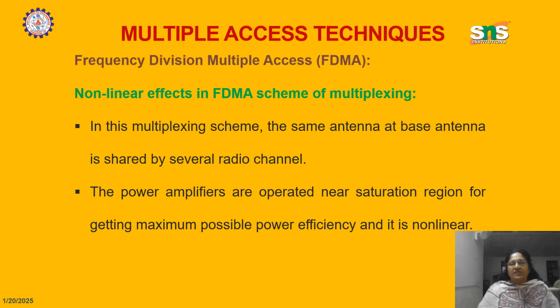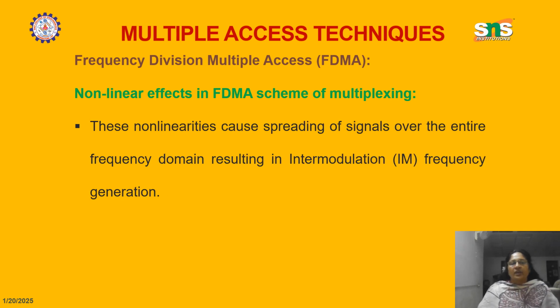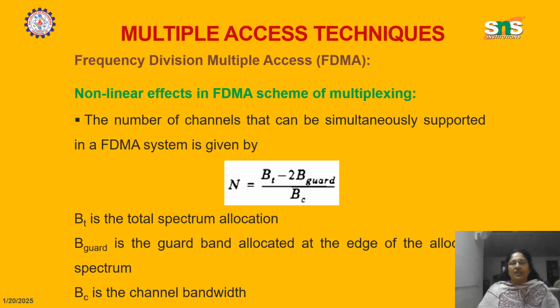Nonlinear effects in the FDMA scheme of multiplexing. In this multiplexing scheme, the same antenna at the base station is shared by several radio channels. The power amplifiers are operated near the saturation region for getting maximum possible power efficiency, and it is non-linear. These nonlinearities cause spreading of signals over the entire frequency domain, resulting in intermodulation frequency generation.